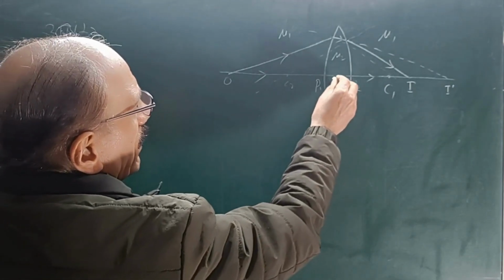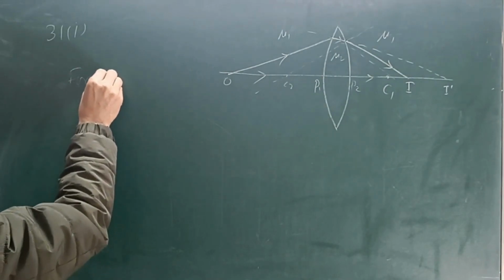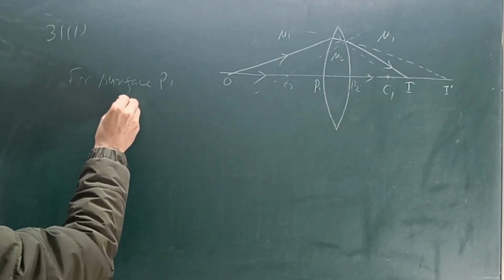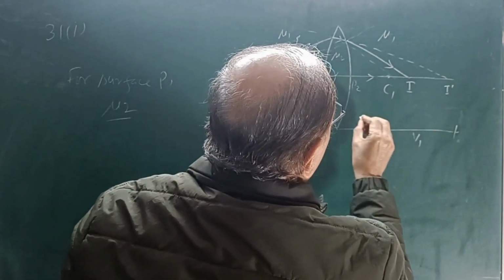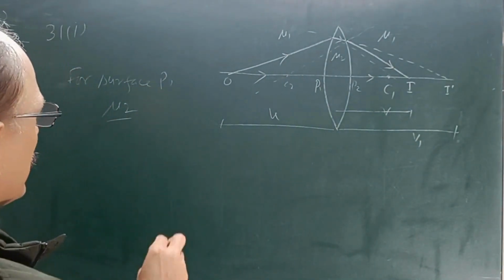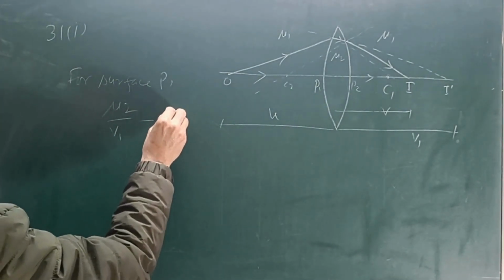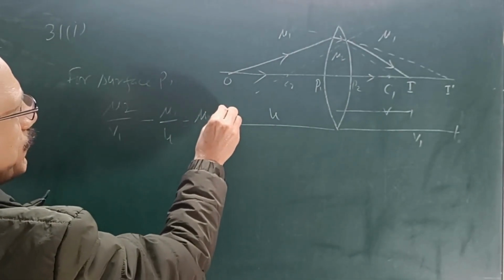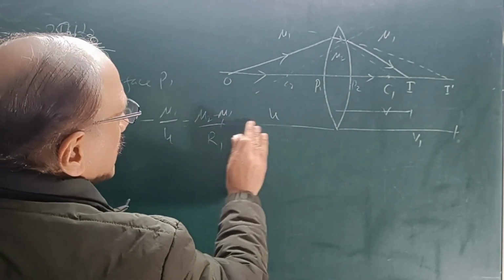So for surface P1, mu2 upon this distance will be, suppose V1, this distance is suppose V and this is U. So for the first surface, mu2 upon V1 minus mu1 upon U equals mu2 minus mu1 upon R1. This will be equation number 1.